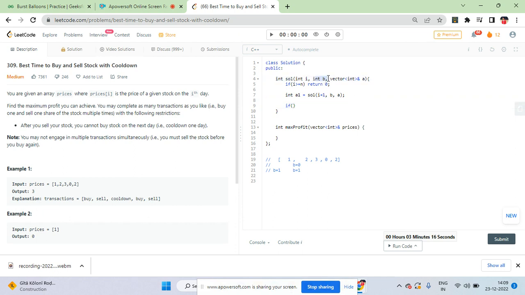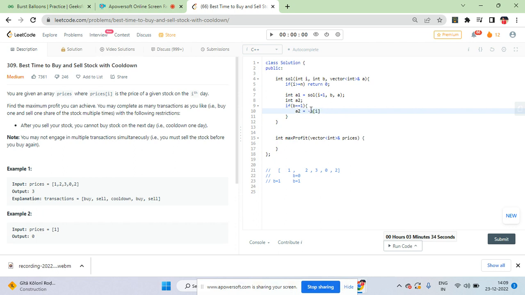It depends on what your state value is, whether your b is 0 or 1, whether you are looking forward to buy or sell. If you are looking forward to buy, then you will say, okay, now I'm gonna buy the stock. So int a2 is basically the second possibility. a2 will become, let's say, minus of a[i].